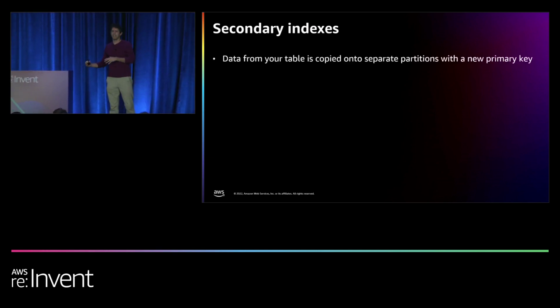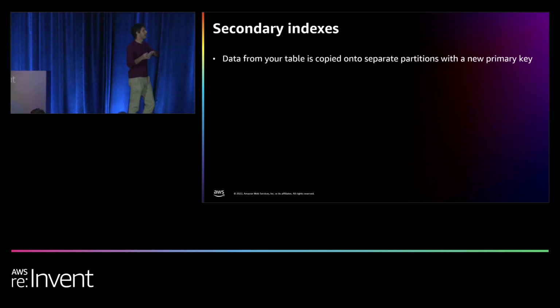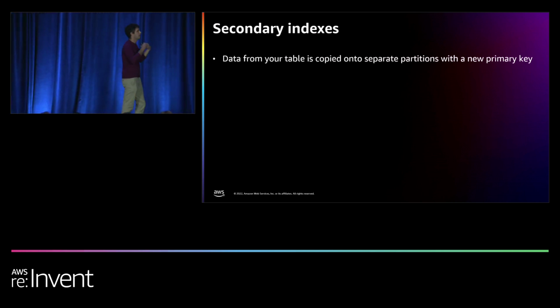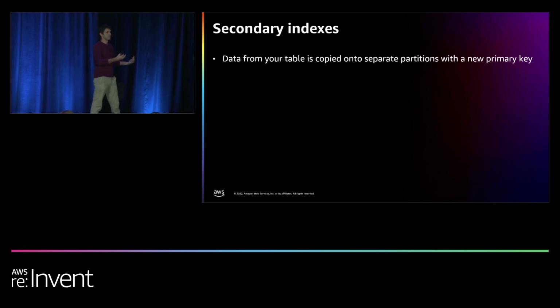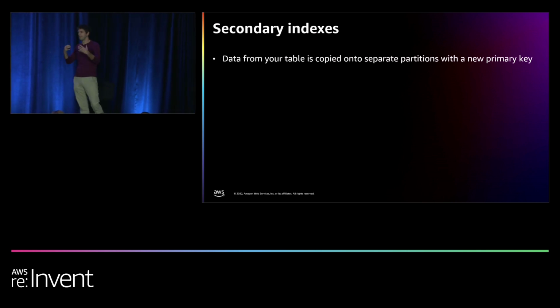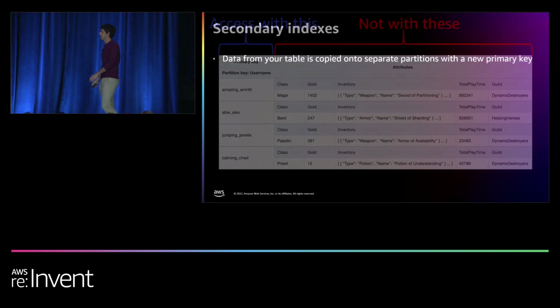But basically what's happening here is data from your main table is getting copied onto separate partitions with a new primary key. So you can declare this on your table, basically give you a new primary key, and it's going to copy it onto separate infrastructure.